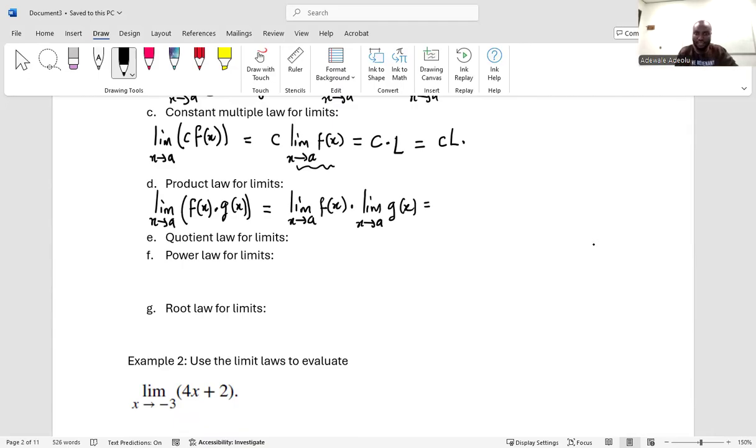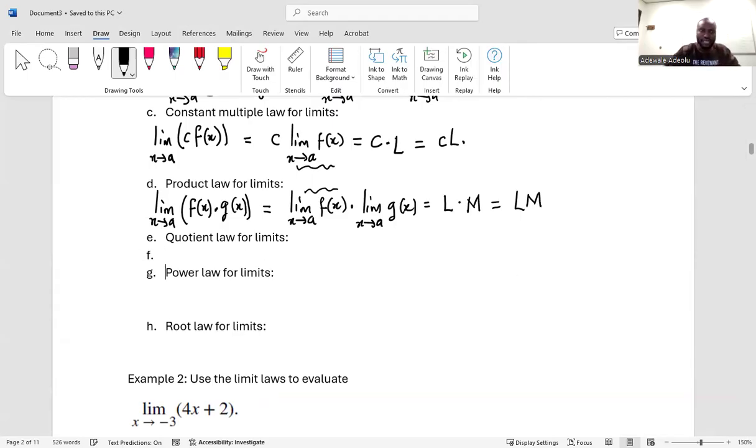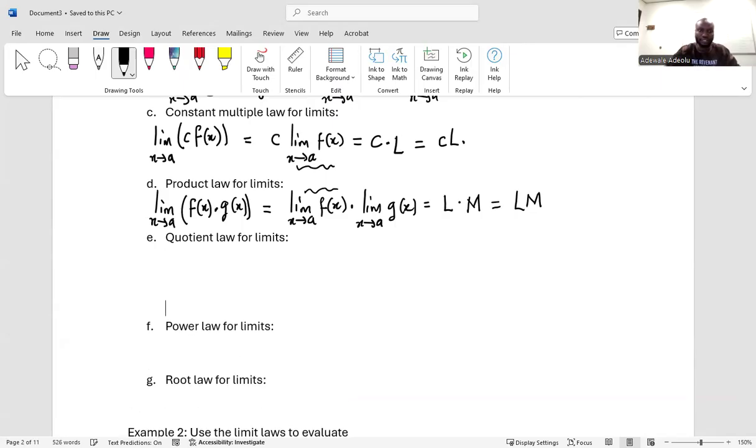So remember that this is given as L. So I multiply by the other one, which is M. So my answer is LM, whatever L is, whatever M is. That is also similar to when I'm looking at the quotient law for limits.